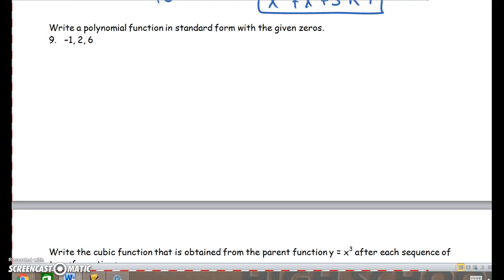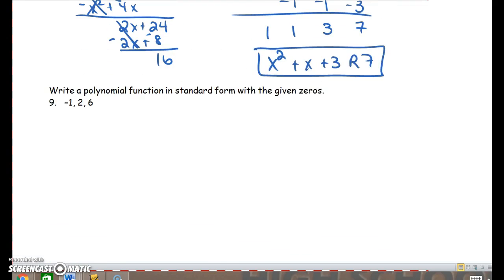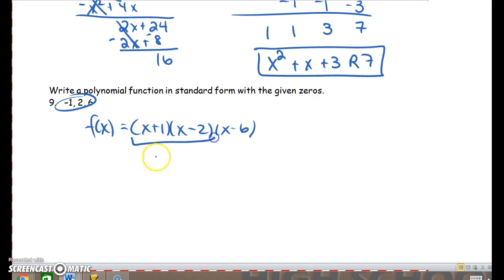Number 9 says, write a polynomial function in standard form with the given zeros. So our function, if we know the zeros, we have to put them in factored form. So x plus 1, x minus 2, x minus 6. And then at this point, we're just going to multiply it out. So I start by foiling the first two. So the first, you get x squared minus 2x plus x minus 2.